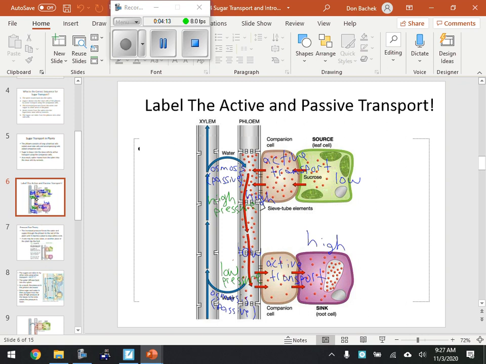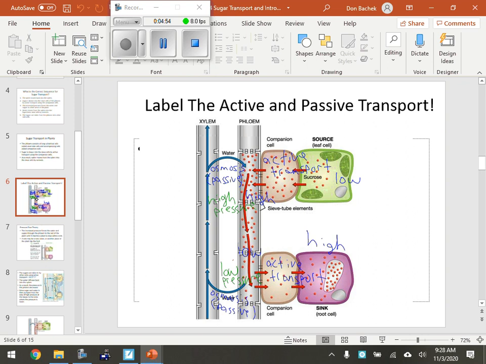The next thing we need to talk about is down here. As the sugar goes down the phloem, we are going to go from an area of low concentration into an area of high concentration. This would be the roots, for example. We need the roots to grow, so that they continue to grab water and minerals, because as the tree gets bigger, we need more and more. So we want those roots to extend out. We want active transport again here, and again, we're going from a low area to a high area.